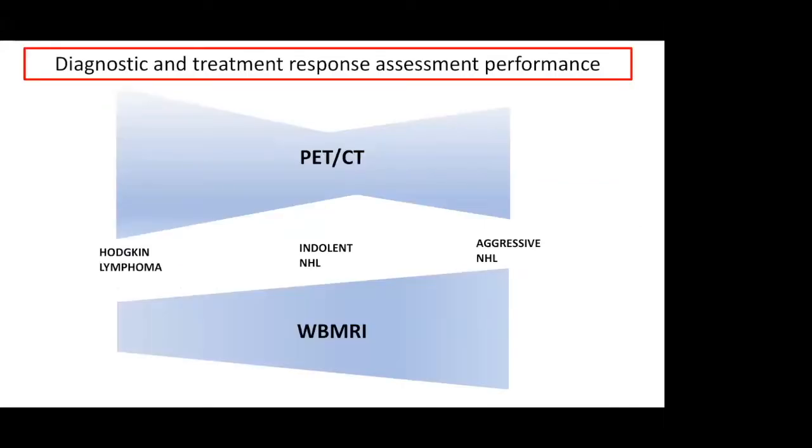Right, so to summarize for diagnostic and treatment response assessment performance, I think PET is excellent for Hodgkin lymphoma. I think it's better than whole body MRI, both for staging, but also for treatment response. For indolent lymphoma, it's a bit more nuanced, in that whole body MRI is probably better than PET-CT in detecting disease. And in aggressive non-Hodgkin lymphoma, I think there might be a complementary place for both of them. I think they both have a really good diagnostic performance, and whole body MRI might be a bit quicker and more accurate for an early treatment response than PET-CT.